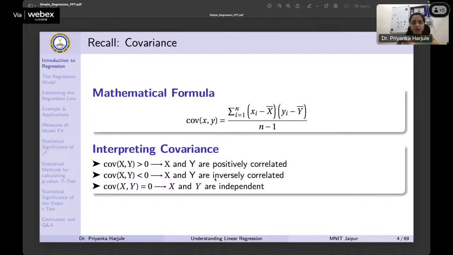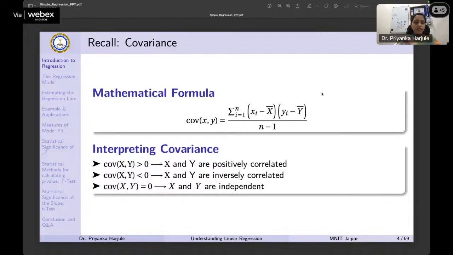And if your covariance is 0, that means there is no linear relation. It does not necessarily mean that there is complete statistical independence. So that we will see in a while.